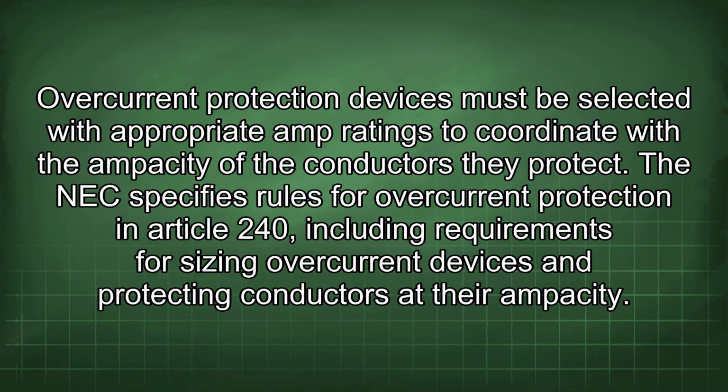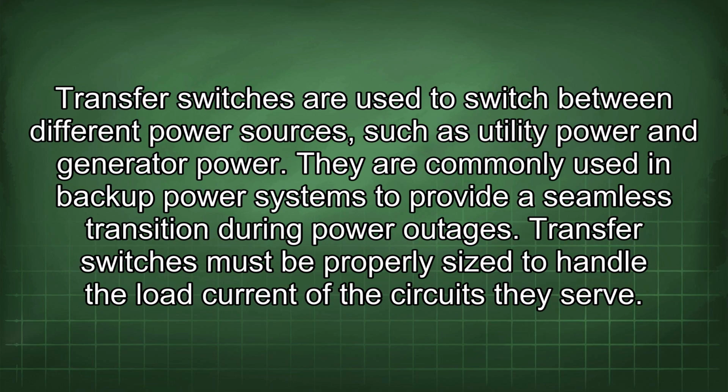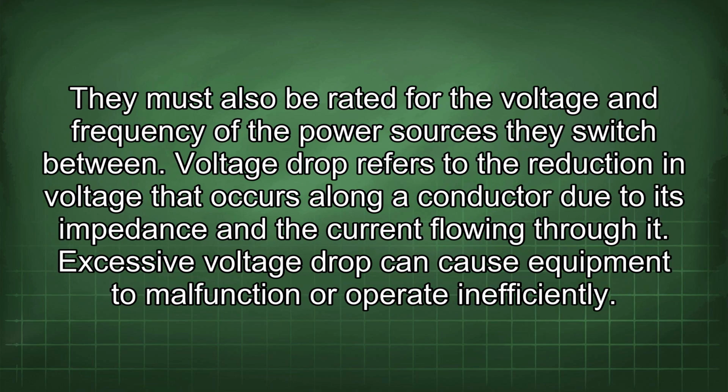The NEC specifies rules for overcurrent protection in Article 240, including requirements for sizing overcurrent devices and protecting conductors at their ampacity. Transfer switches are used to switch between different power sources, such as utility power and generator power. They are commonly used in backup power systems to provide a seamless transition during power outages. Transfer switches must be properly sized to handle the load current of the circuits they serve. They must also be rated for the voltage and frequency of the power sources they switch between.